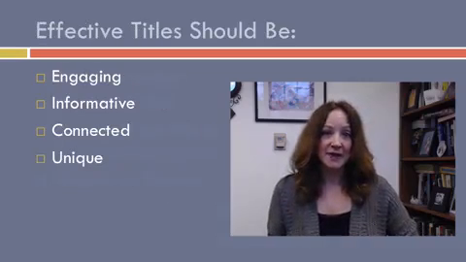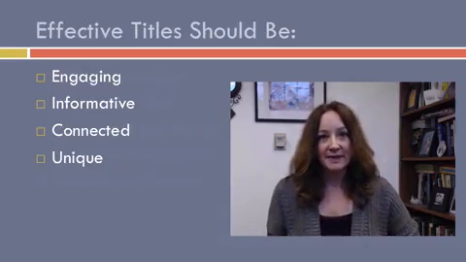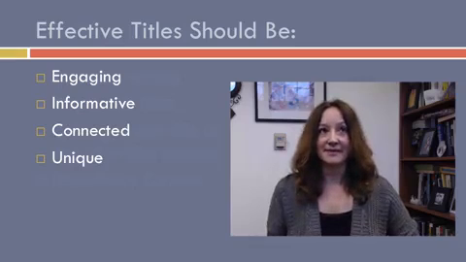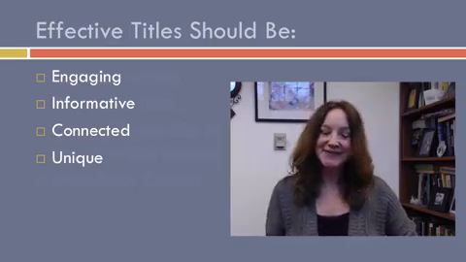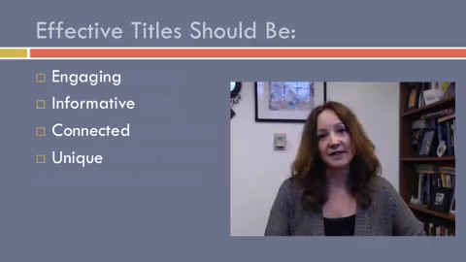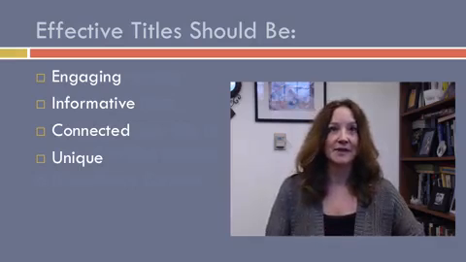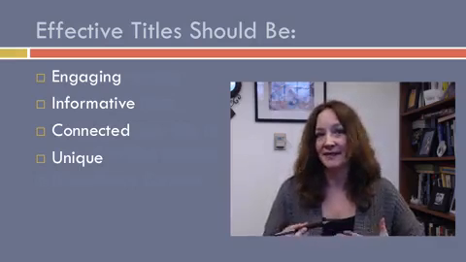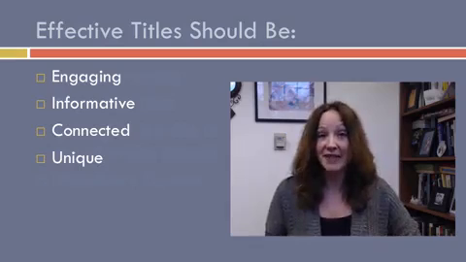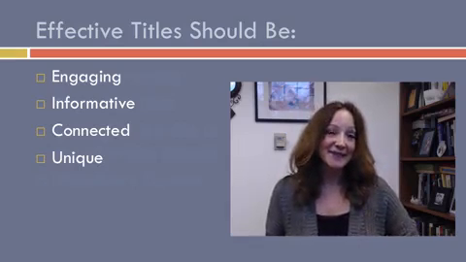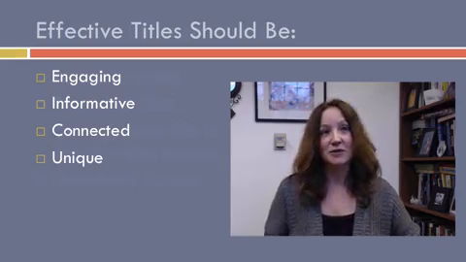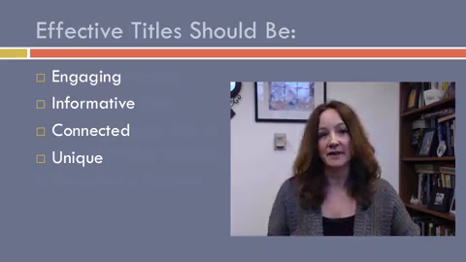Effective titles should be engaging. If I come across a title and it seems really dry, I might make myself read what's in the article, but I'm going to be a lot less enthusiastic about it. And already I'm going to be looking at the text from a position of skepticism or drudgery or some negative feelings. So you want your titles to be engaging. You also need them to be informative because, as I said, scholars use titles in order to decide if a particular work is relevant or not for their research.